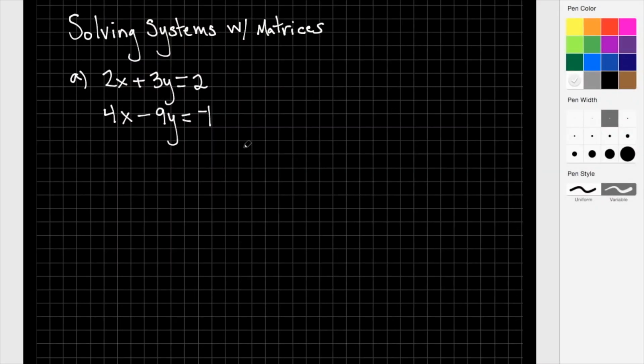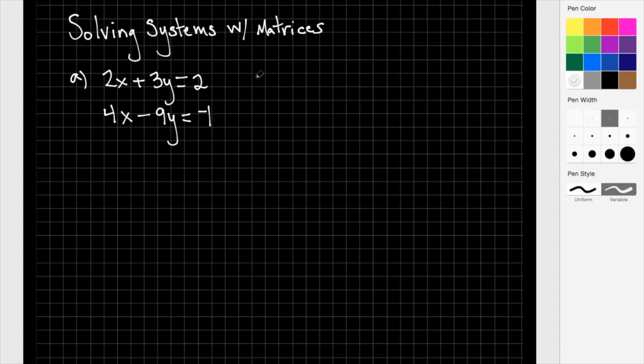We are going to look at solving systems of equations using matrices. And so you can see we have two linear equations on the screen. We have 2x plus 3y equals 2, and 4x minus 9y equals negative 1. So first things first, we want to take our two equations and rewrite them in their matrix form.